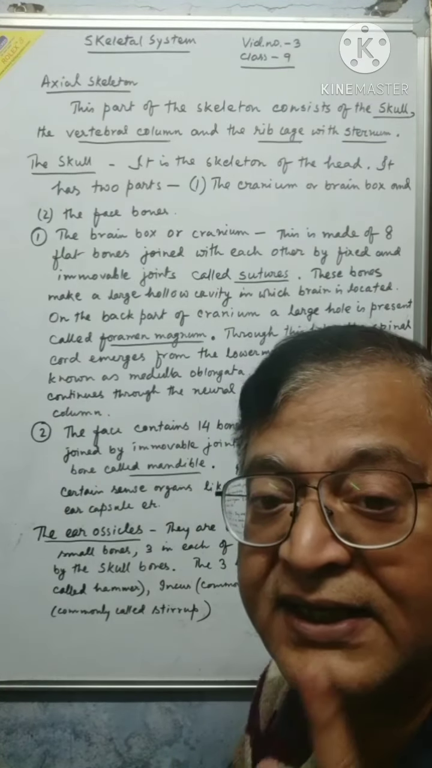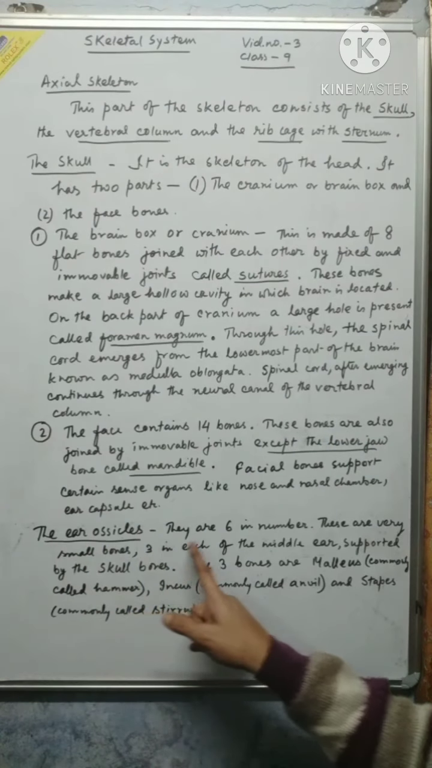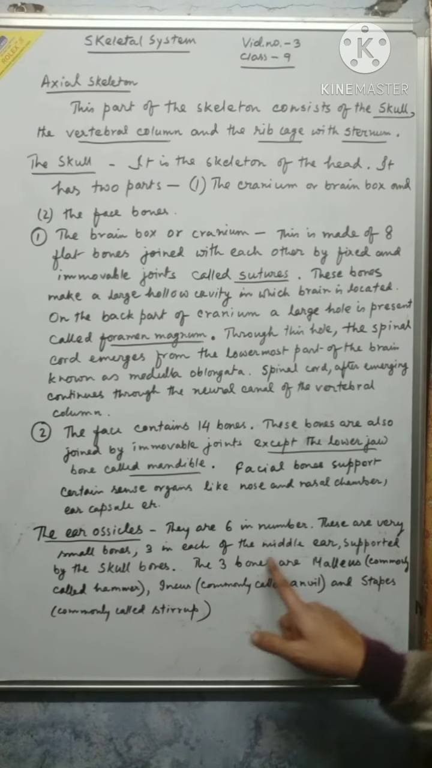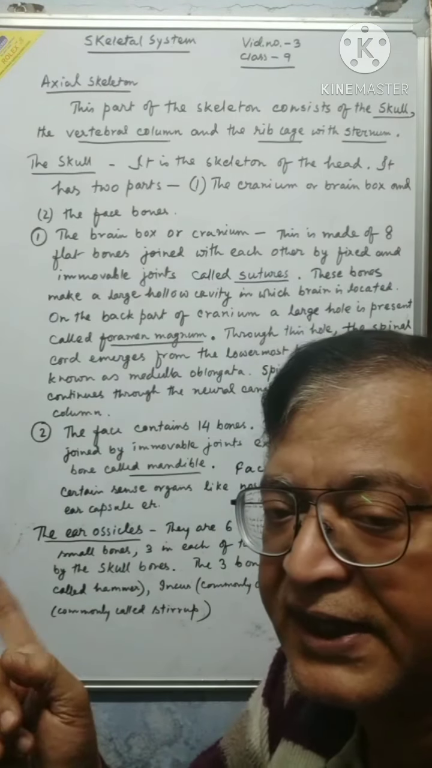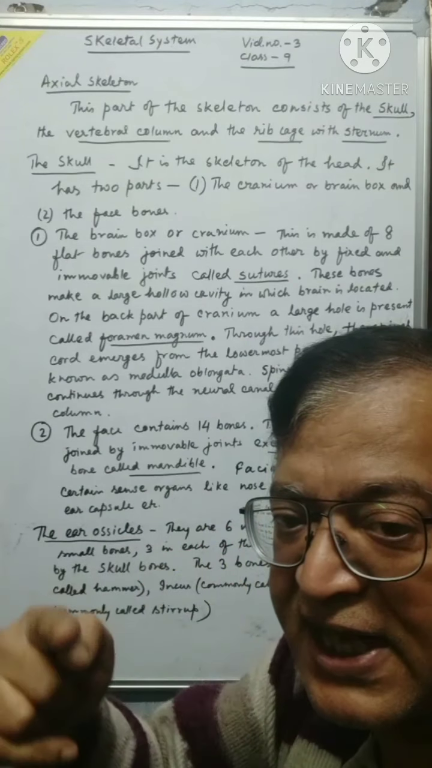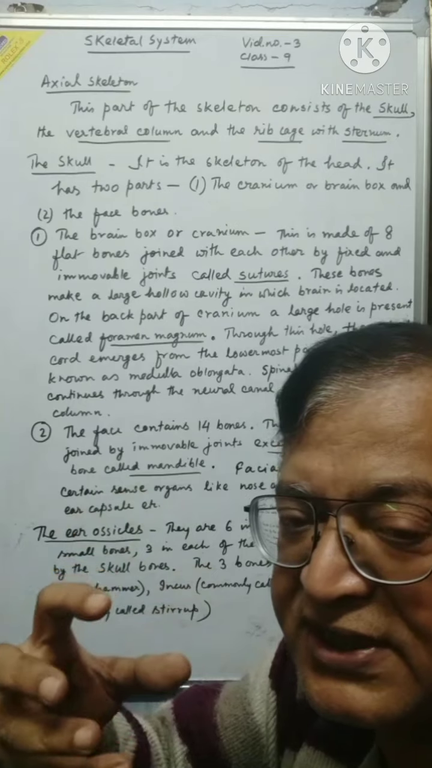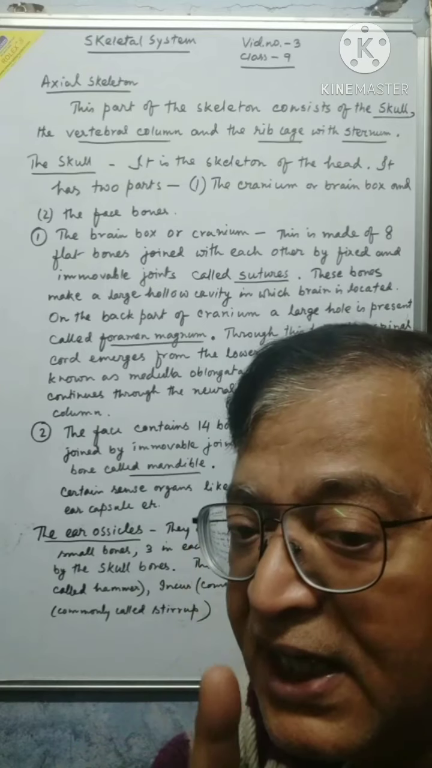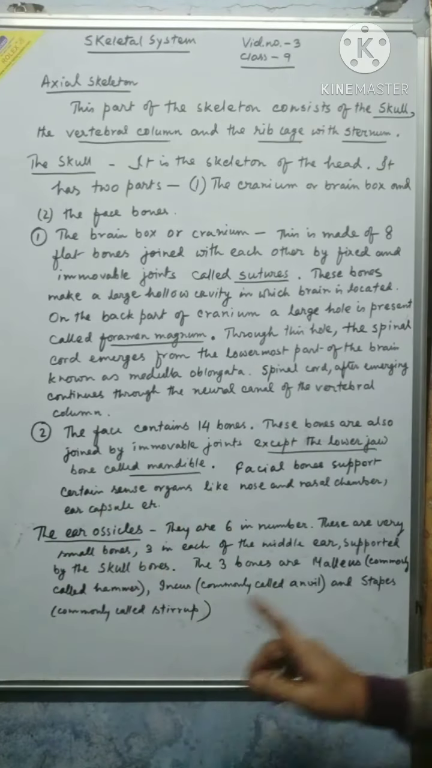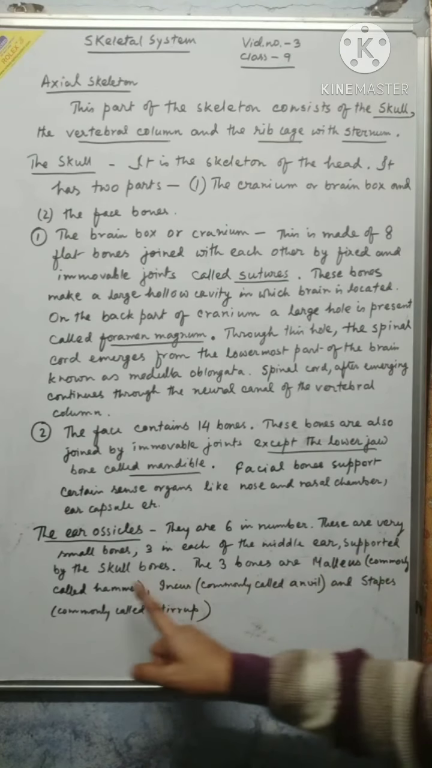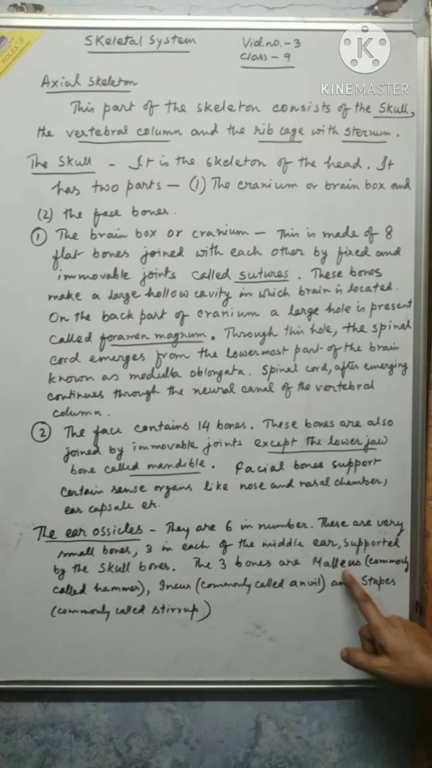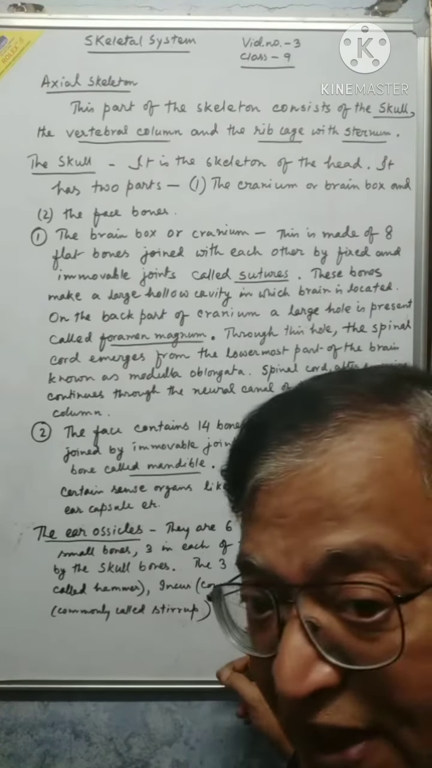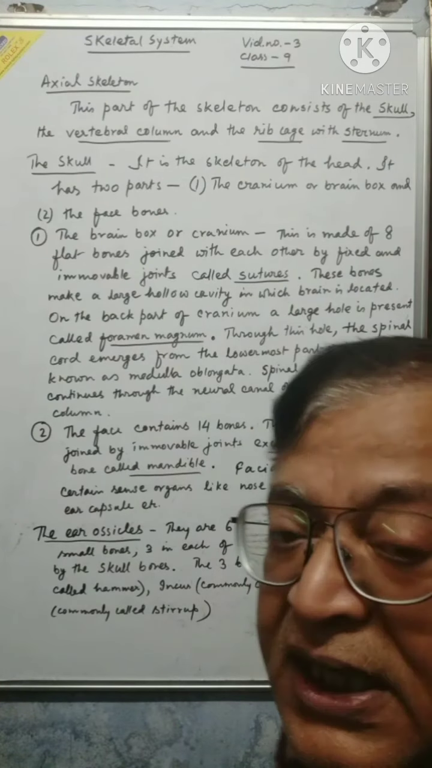Other than this, there are ear ossicles. The ear ossicles are 6 in number. These are very small bones, 3 in each middle ear, on each side. Inside the facial bone, there is a kind of capsular format in which the internal ear structure is present. Inside that, the middle ear contains 3 tiny bones in each, supported by skull bones. These 3 bones are malleus, commonly called hammer, incus, commonly called anvil, and stapes, commonly called stirrup.